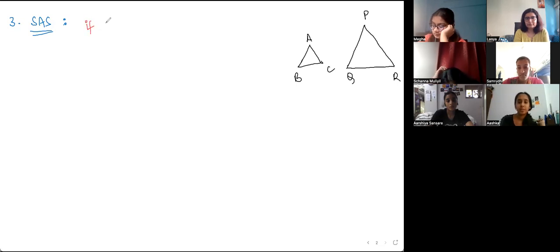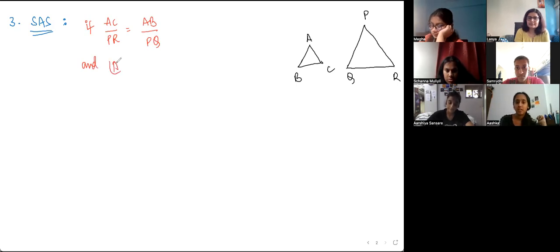So AC upon PR equals AB upon PQ, and angle BAC equals angle QPR. Yes. Then the triangles are similar.